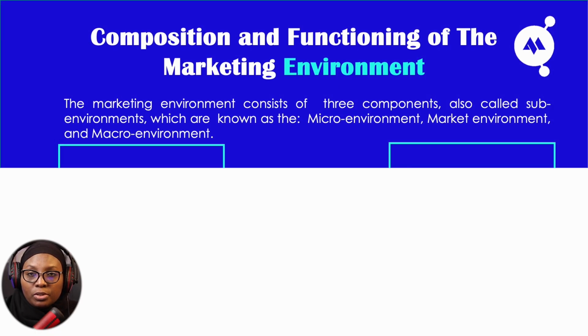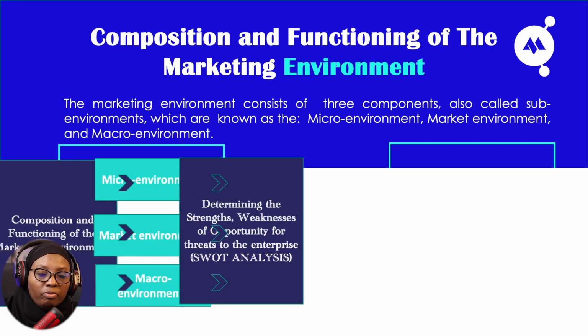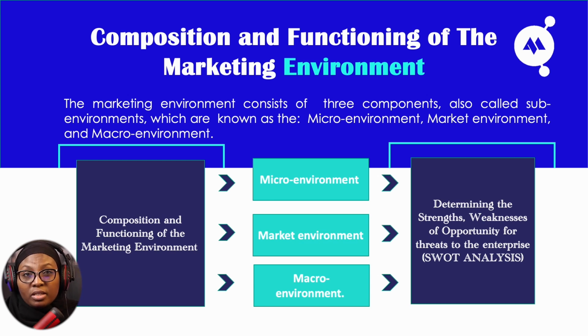So with that, what we want to start off with is the composition and functioning of the marketing environment. Now, the marketing environment consists basically of three main components, what we call the sub-environments, and these are known as the microenvironment, the market environment, and the macro environment. So we're going to look at all these three components of the marketing environment as a whole and understand what role each environment plays towards the decision making of businesses across the market.